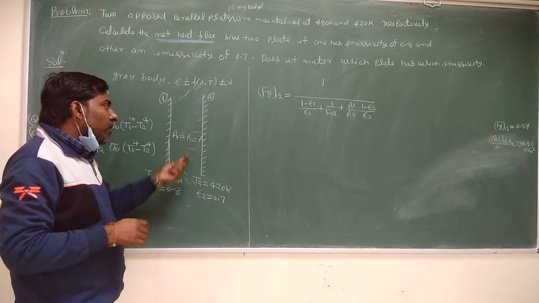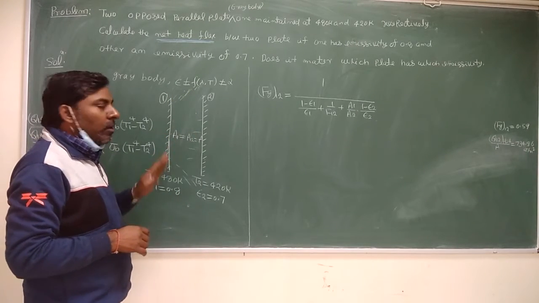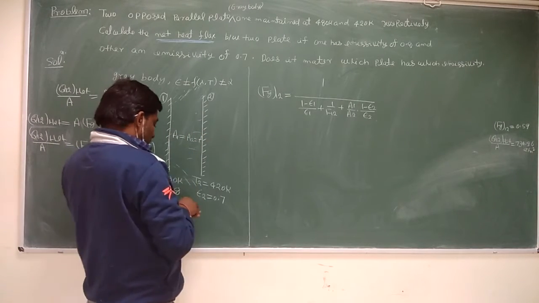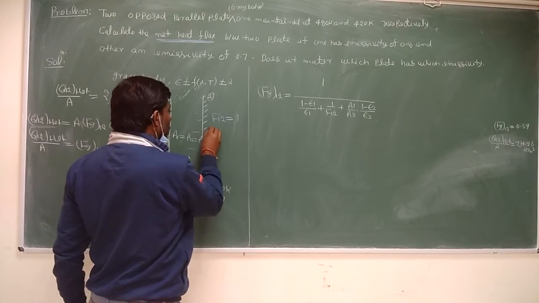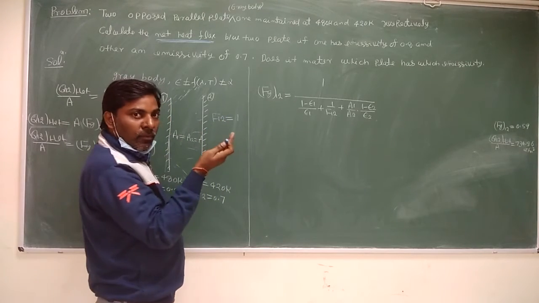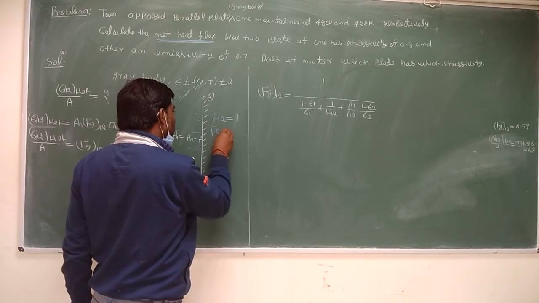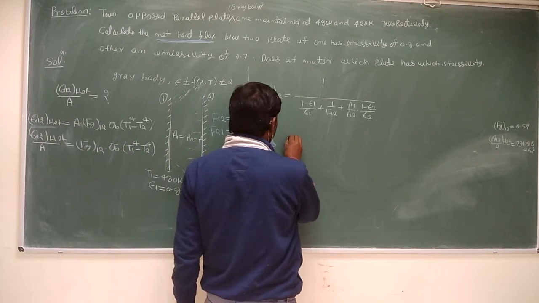So what we can say is that if the plates are very large and parallel, then shape factor from 1 to 2 will be 1. Similarly from 2 to 1 also will be 1. So shape factor F1 to 2 is equal to 1. A1 equals A2. When you apply the reciprocity theorem again, you will get F2 to 1 is equal to 1. Okay, now put in all the values.